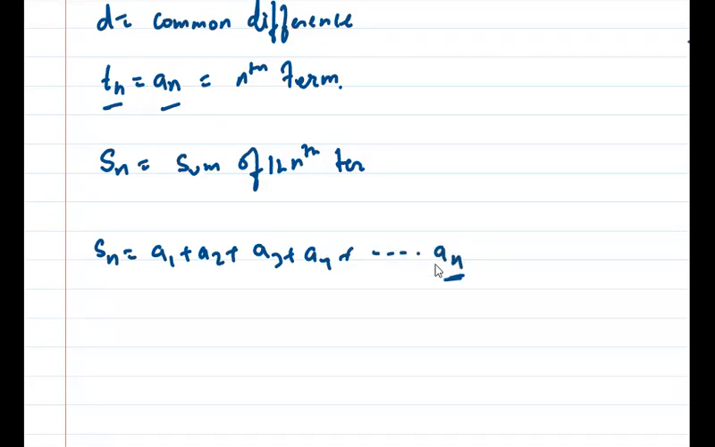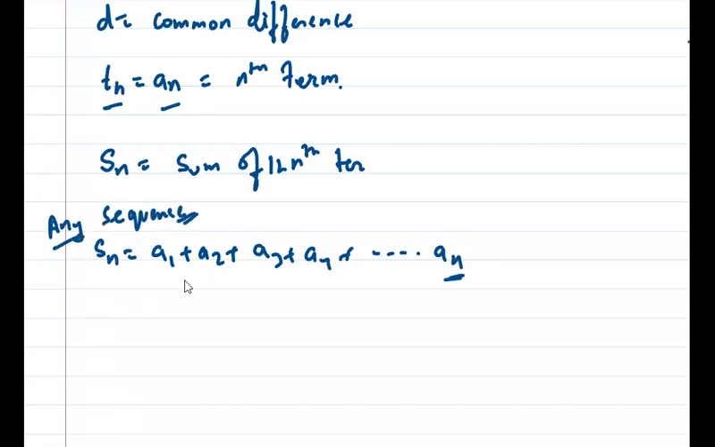Yes or no? Raise your hand. Clear? Yes or no? This is the definition, right? Now, this is the definition for any progression, any sequence.